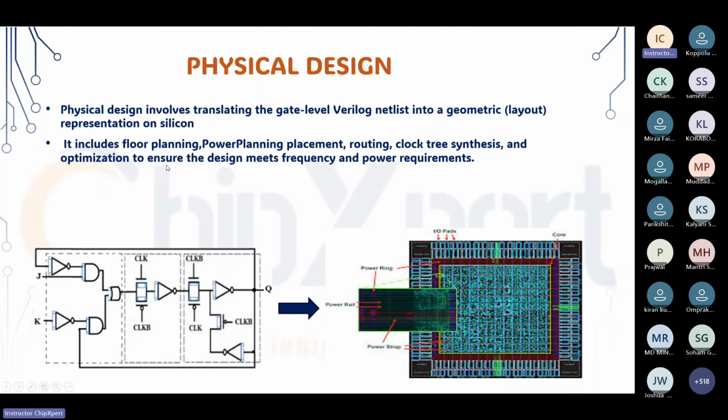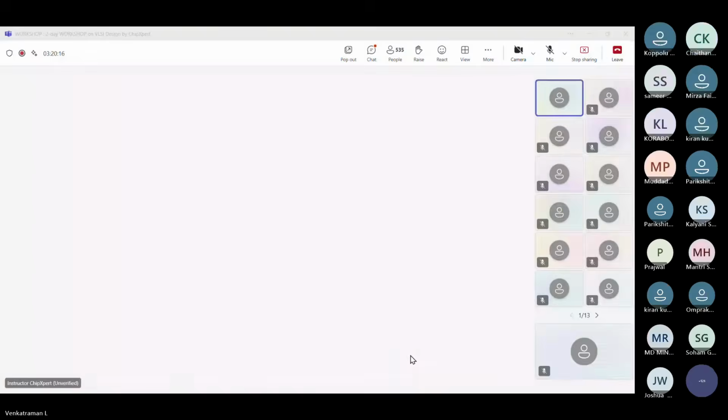The planning includes floor planning and power planning. Floor planning is the way to place each and everything in the design. Power planning is like each and every gate, the 1 billion transistors, each and every gate should have power.